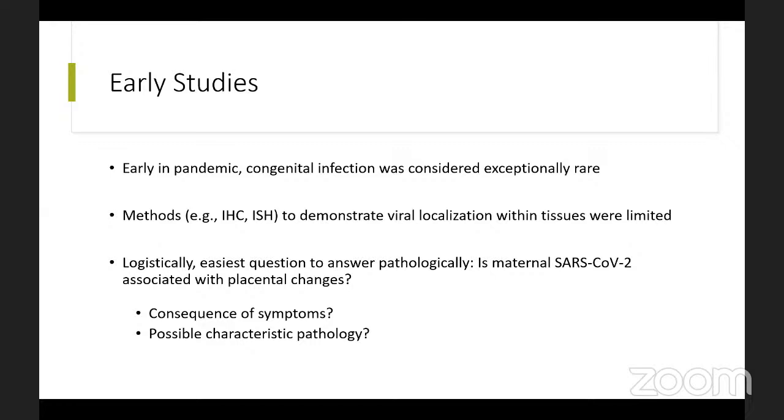But we thought it was so rare at that time that nobody really expected that we were going to find placental evidence of direct infection by disease, because there had been no reports really early on that suggested that congenital infection was a huge burden. Additionally, early in the pandemic, we didn't have great methodology to identify viral particles within tissues.